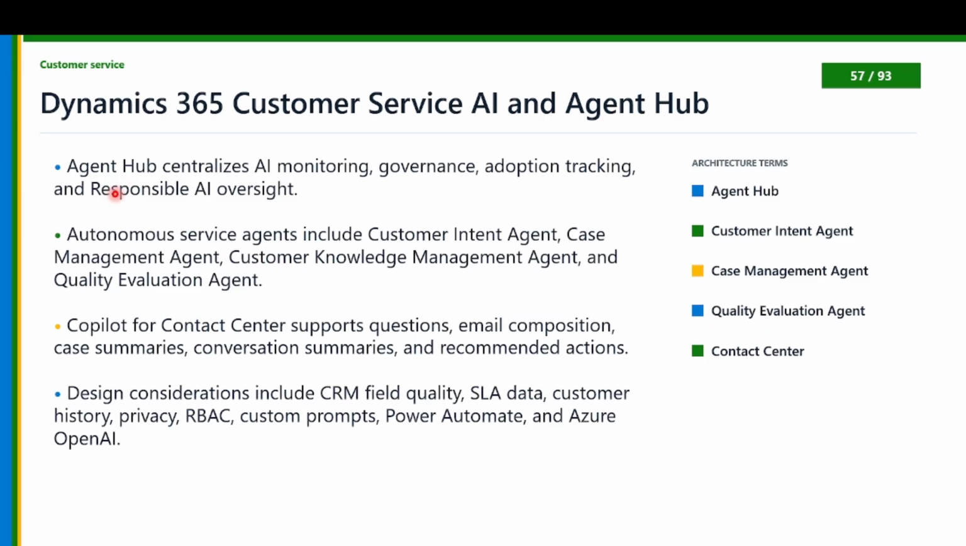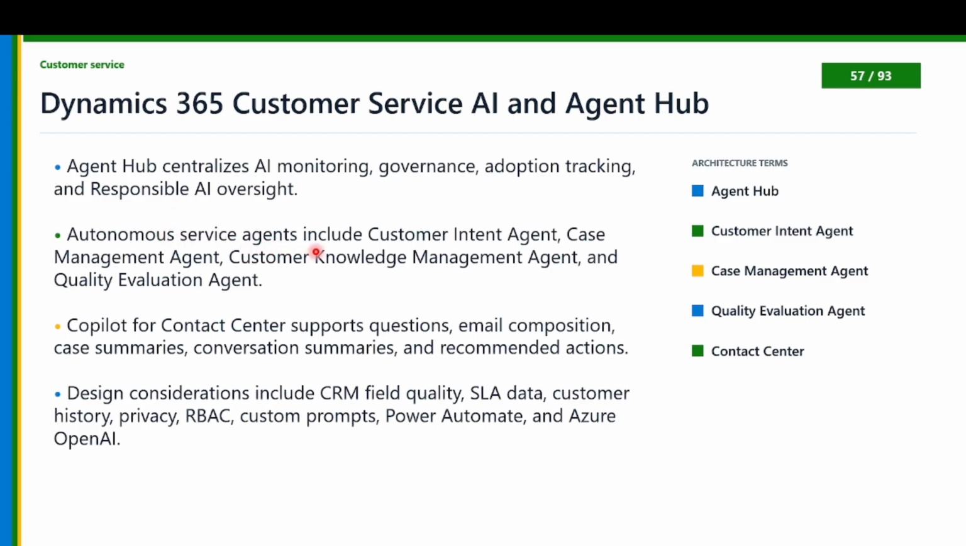So let's look at the point we have here. Agent Hub centralizes AI monitoring, governance, adoption tracking, and responsible AI oversight. Remember, I told you that this question is one of the examination questions. So know the functionality of Agent Hub as a centralizer of AI monitoring, governance, adoption tracking, and responsible AI oversight. This is the function of Agent Hub. This is where you can easily deploy, monitor, and govern agents in real time in Dynamics 365 CRM.